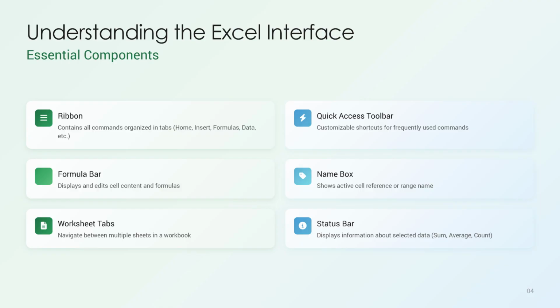Before we start working, let's get familiar with the Excel interface. You have the ribbon at the top, which organizes all your tools and commands. There's a quick access toolbar that gives you shortcuts to commonly used actions. The formula bar shows what's inside your active cell. The name box displays the cell reference or range name. Worksheet tabs allow you to move between multiple sheets, and the status bar at the bottom gives you useful information like sums, averages, and counts. Understanding these areas will make your workflow much easier.